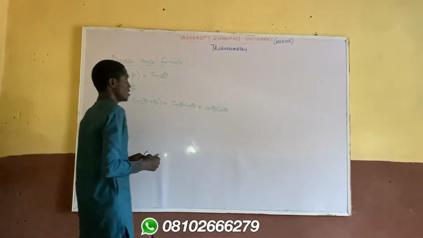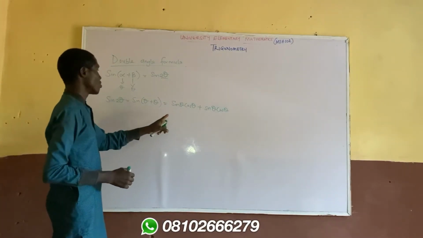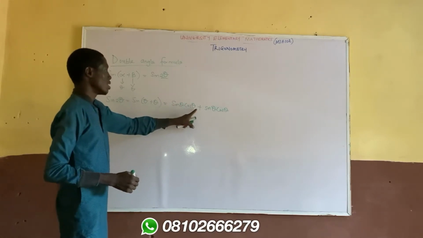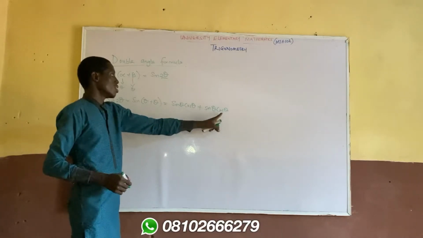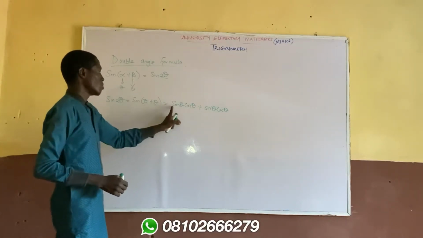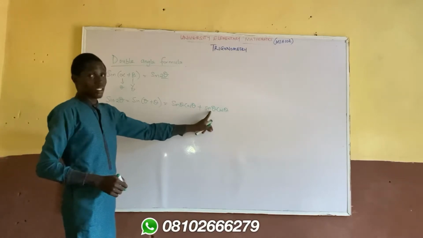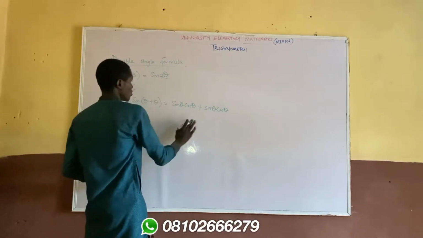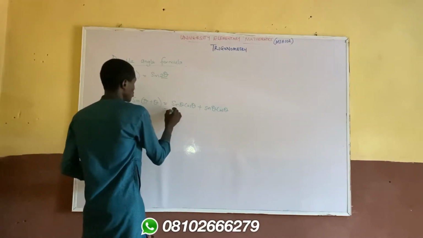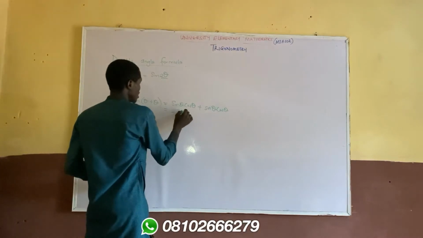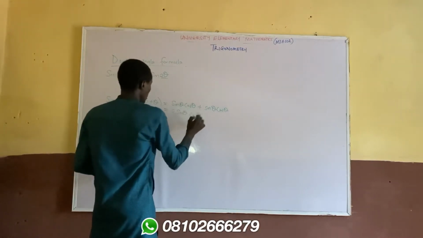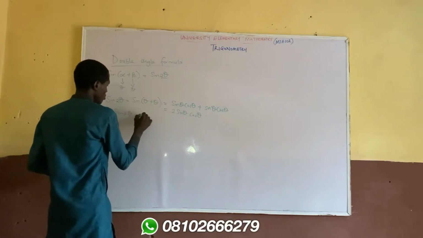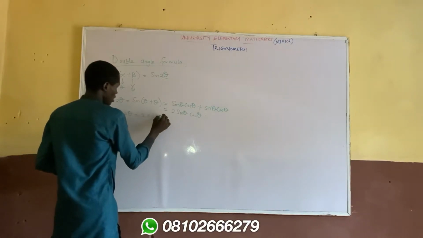Instead of having sine alpha cos beta plus sine beta cos alpha, because it is a double angle, the same angle, we have sine theta cos theta plus sine theta cos theta. Because this is the same thing, we can add it together. We have 2 sine theta cos theta. Meaning that your sine 2 theta is equivalent to 2 sine theta cos theta.